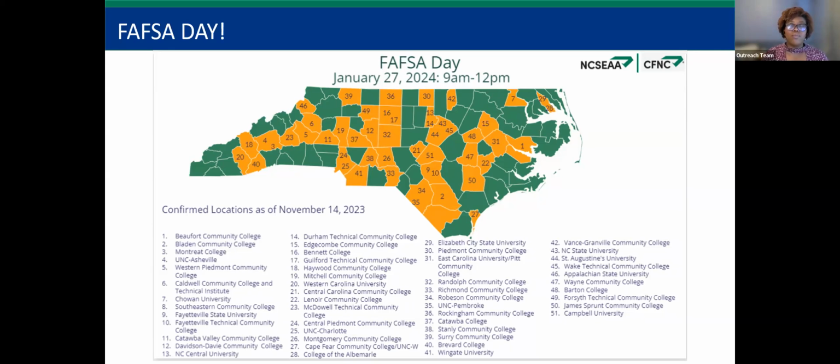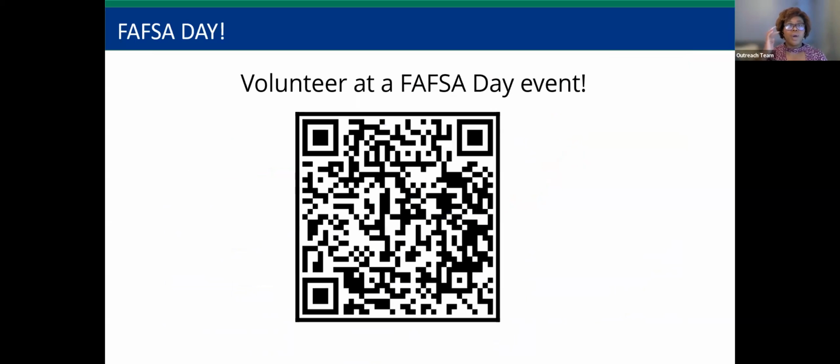And then also, we ask that you all would volunteer at a FAFSA Day event. The QR code on the screen would take you directly to a Google form that would allow you to indicate your interest in being a volunteer at your local FAFSA Day event. If you're not comfortable with the FAFSA, but maybe you want to help check people in, help with parking, help with registration, or just be a friendly face where students might be in an unfamiliar place, please sign up to be a volunteer at your local FAFSA Day event.